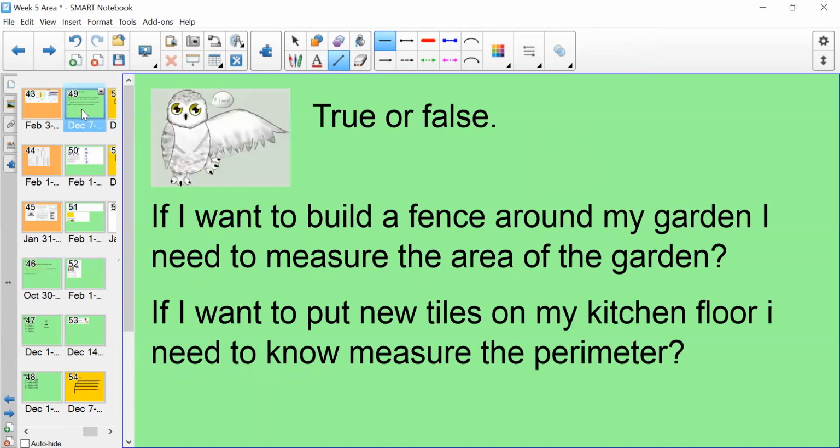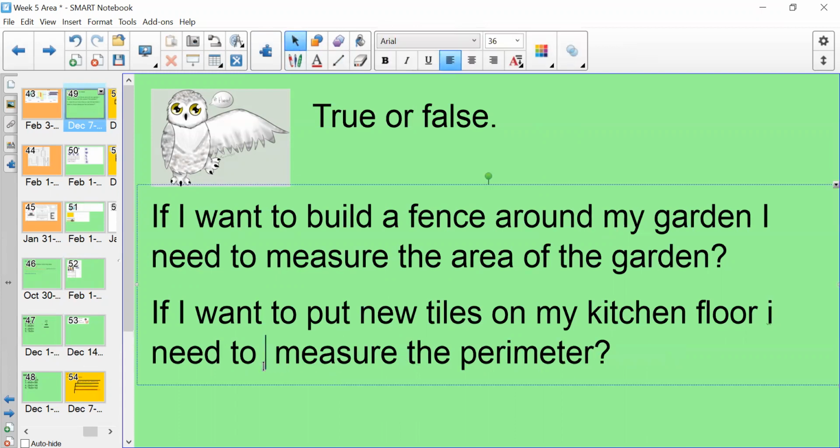Okay, so today's big question is a true or false question. If I want to build a fence around my garden, I need to measure the area of my garden. Is that true or false? Then the next statement, if I want to put new tiles on my kitchen floor, I need to measure the perimeter. So the first one and second one, which is a true or false? So they're both true or both false. So I'd like you to write those answers on a piece of paper.